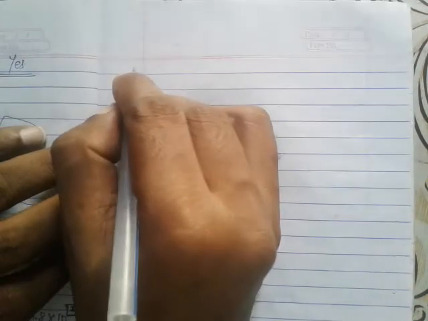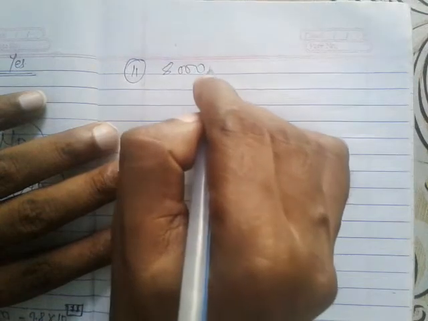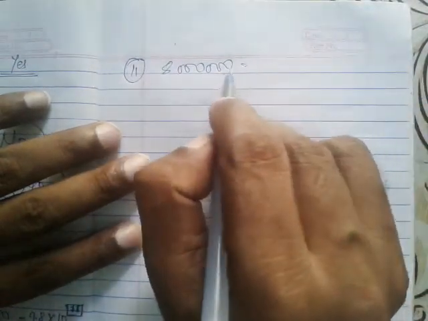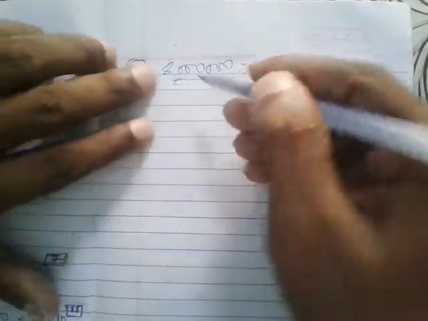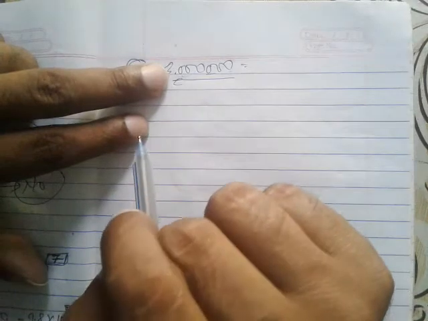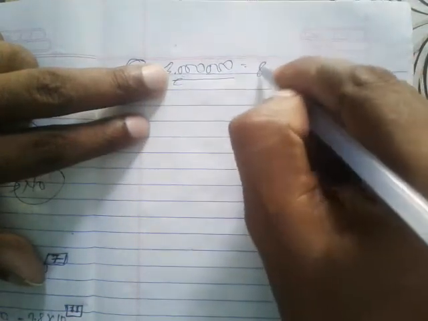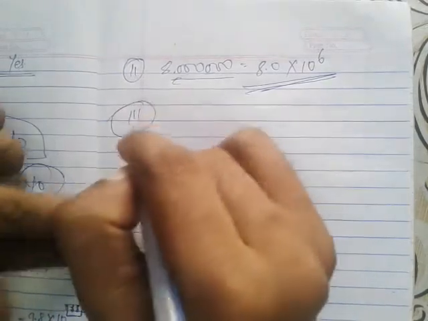Next is the second question: 8 triple zero. How can you write this number in scientific notation form? Count from this, 3 and 3. Leave the leading digit, and after leaving it, count how many digits are written here. There are 6 digits, so we can write 8.0 into 10 raised to the power 6 as its scientific notation.